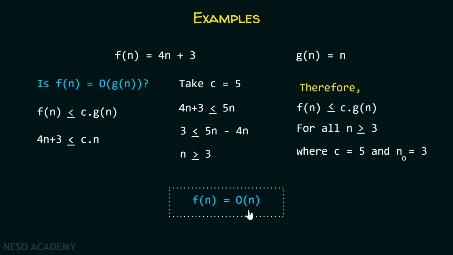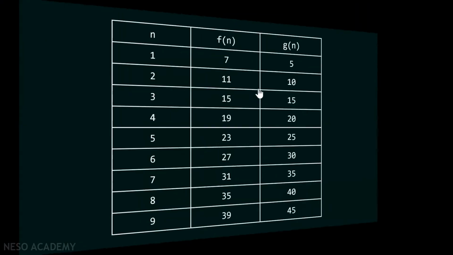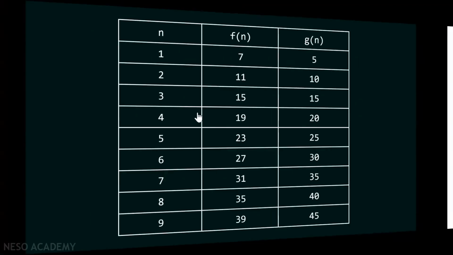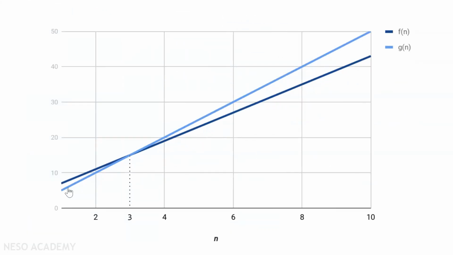Now let's analyze the growth rate visually. For this purpose, I have created this table for different n values and how f(n) and g(n) are changing with different n values. Let's plot this on a graph and this is what we get. This light blue line represents g(n) and this dark blue line represents f(n). This is linear growth. So the idea of big O notation is to give the upper bound on a particular function and eventually it leads to the worst case time complexity.